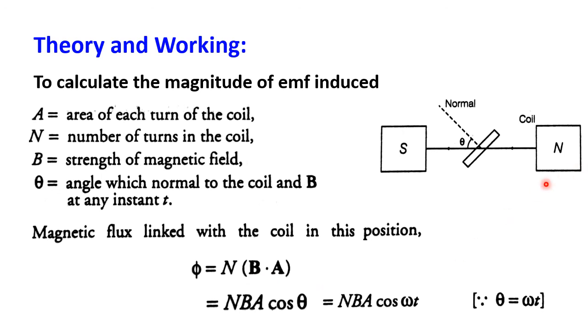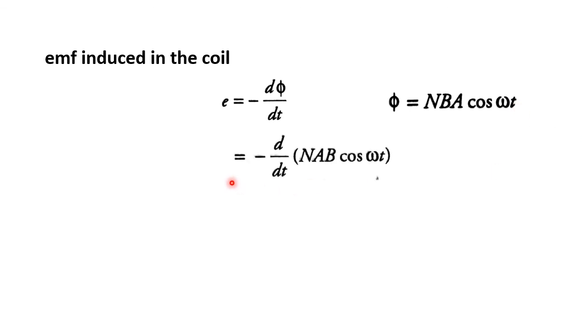Now as flux changes, EMF is induced, that is Faraday's law. According to Faraday's law, we can analyze the EMF induced in the coil: E equals minus d phi by dt, that is Faraday's second law. For N turns we already considered flux phi equals N B A cos omega t. If you substitute the entire expression for the flux, then EMF E equals minus d by dt of N A B cos omega t. Here N is constant, A is constant, B is constant, so the differentiation is only for cos omega t.